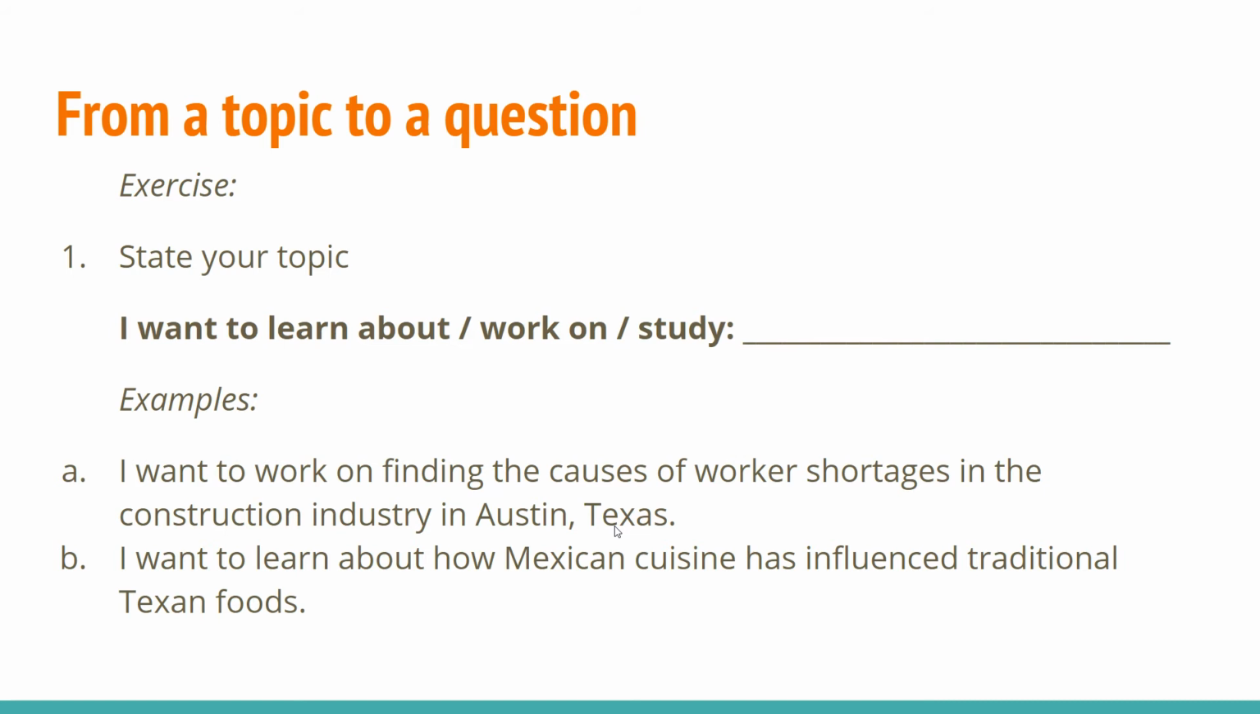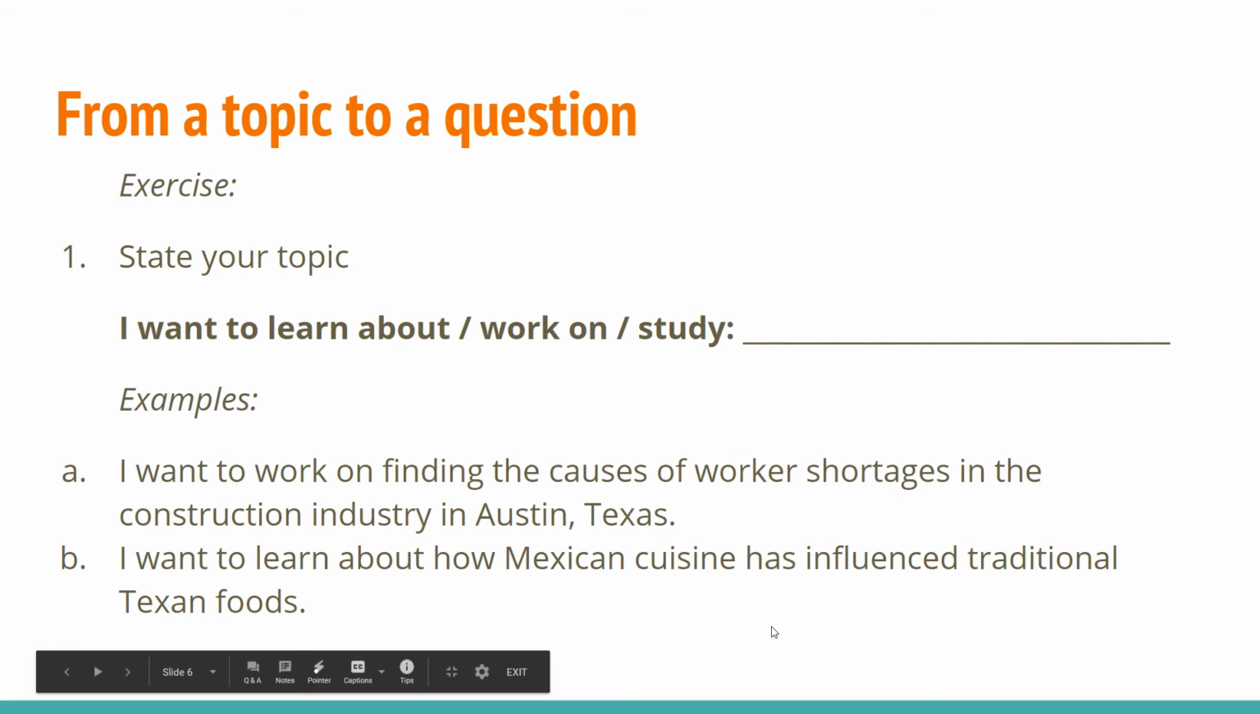So if you answered yes, people will care about your topic, then you need to start thinking about how you're going to phrase this in the form of a research question. And this little exercise will help you with that. It's another 3-step exercise. So from this one, you're going to take your topic and you're going to do 3 things with it. The first thing you want to do is just state your topic. So you're going to start off by saying, I want to learn about, or I want to work on, or I want to study, and then you're just going to list what you want to study.